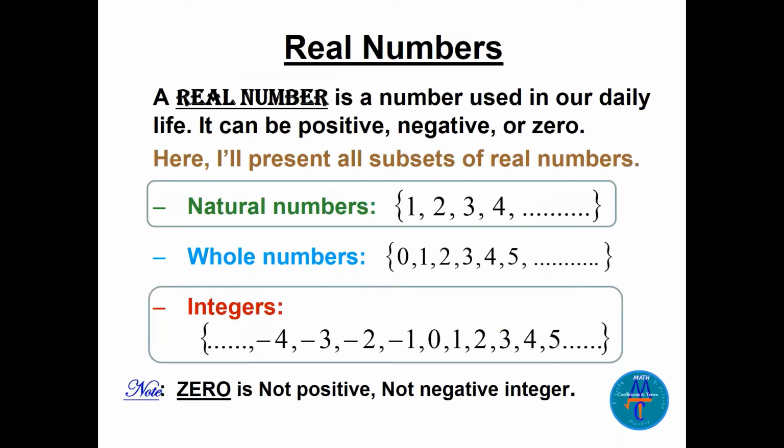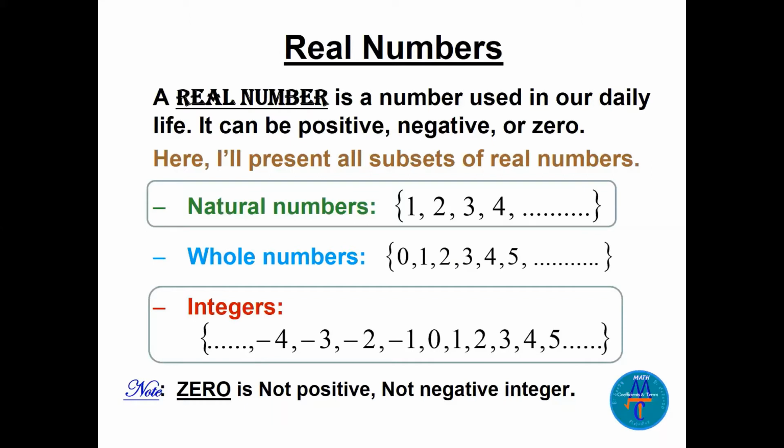Let's start and see. A real number, as we know, is a number used in our daily life. It can be positive, it can be negative, it can be 0. Any real number can be placed on the number line. And there are subsets. If you need the details of these definitions, you can see algebra course lectures. Also, it is on the same channel in the playlist, algebra course lectures.